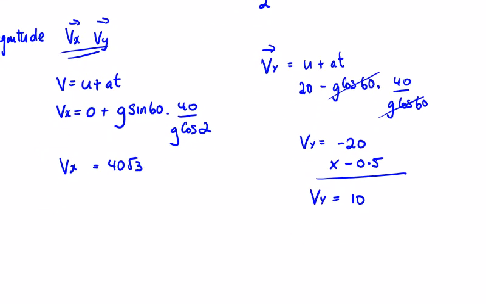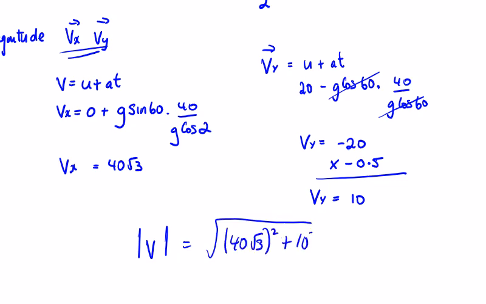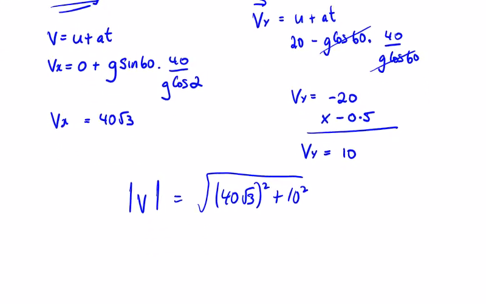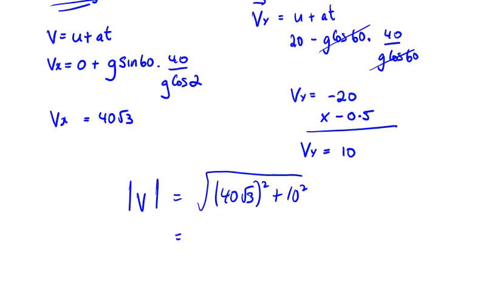So the magnitude of the velocity vector is going to be the square root of 40 root 3 squared plus 10 squared, and that comes out at exactly 70 meters per second.